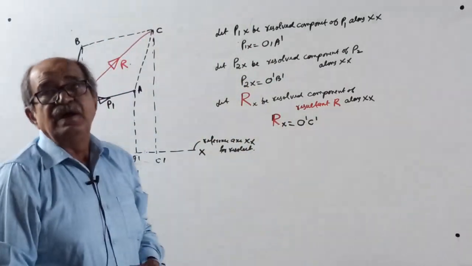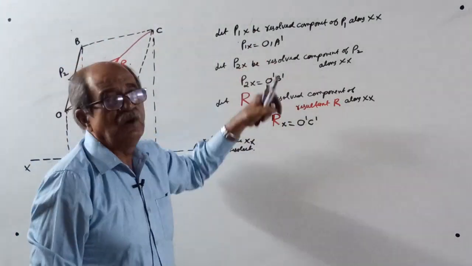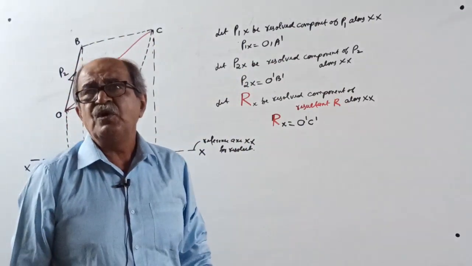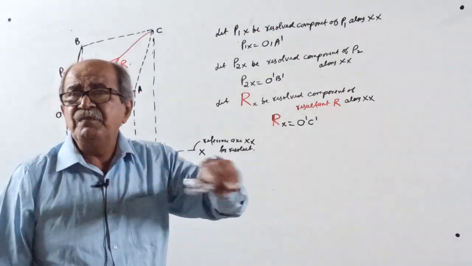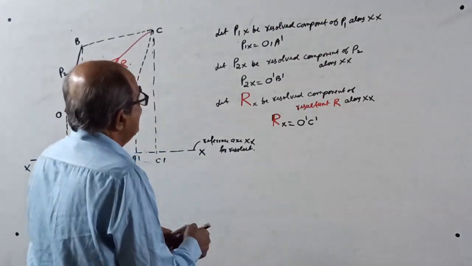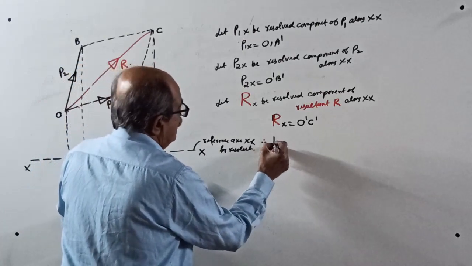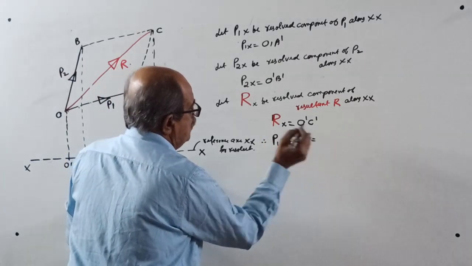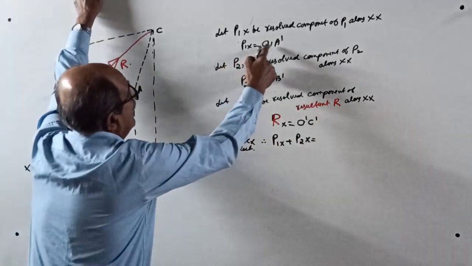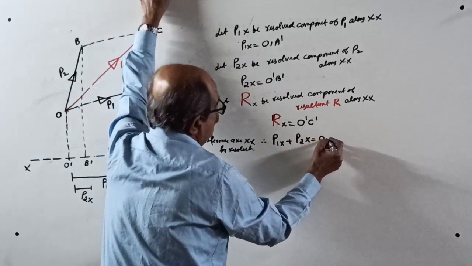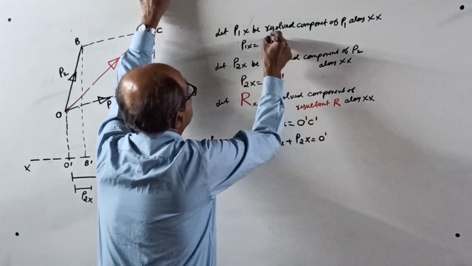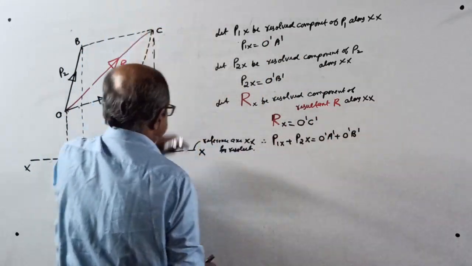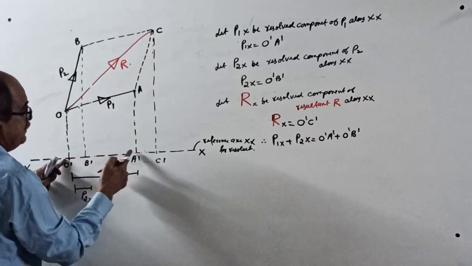That is, the algebraic sum of the resolved components of individual forces, any number of forces, equals the resolved component of the resultant along the same axis. Okay, how to prove it now? Therefore, P1x plus P2x equal to... we already got P1x equal to O dash A dash plus O dash B dash.